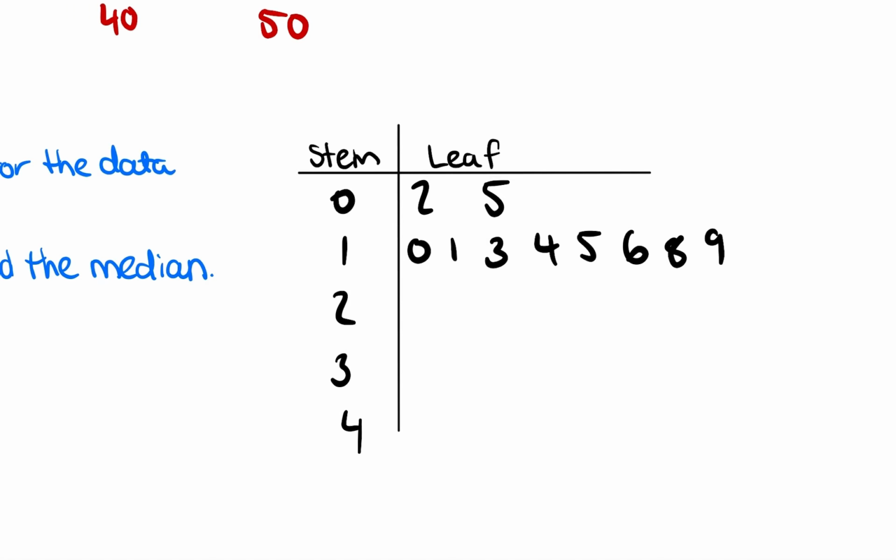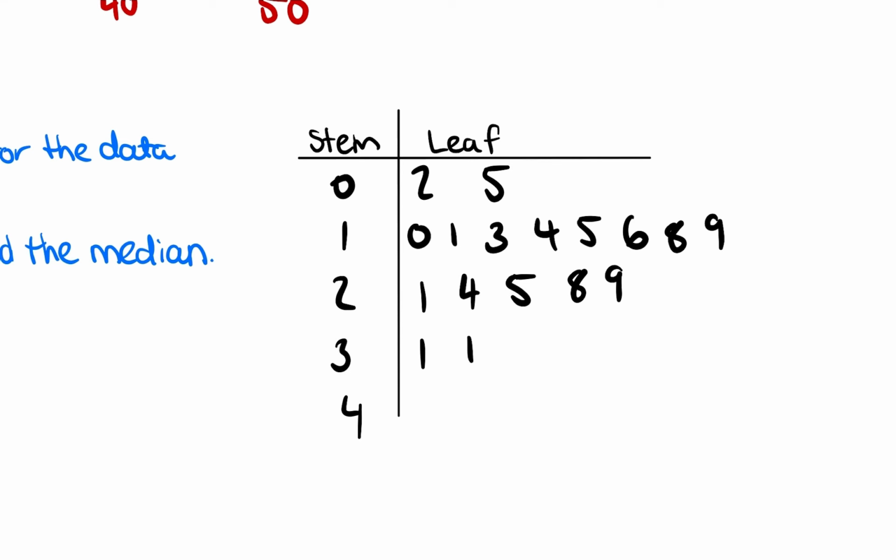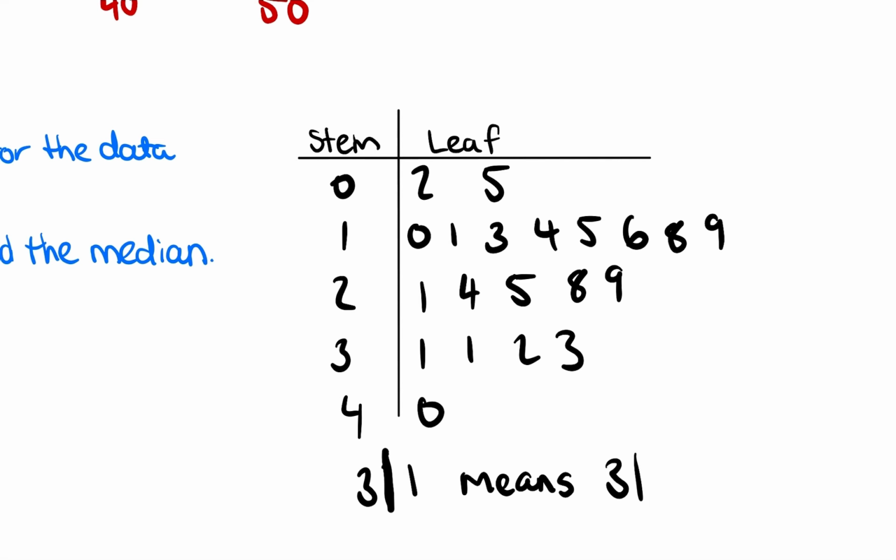Okay, so when you read that, 10, 11, and so on. So I'll finish filling in for these. So 4, 5, 6, 8, and 9, 1, 1, 2, and 3, and 40. Okay, and then just draw a little key down the bottom here. So when you've got the tree line in between, a 3 and then a 1 means 31 when you read it.